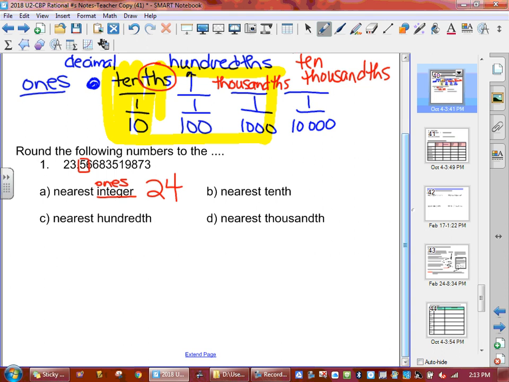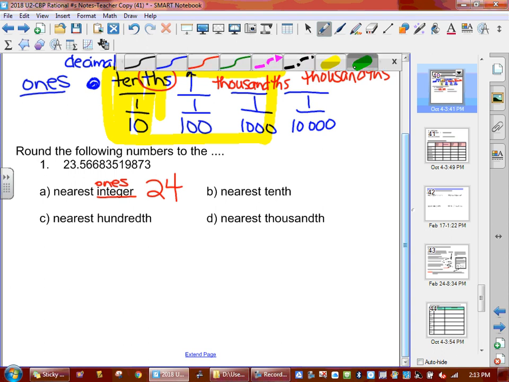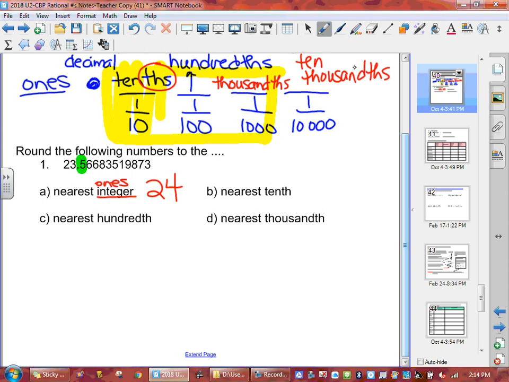Okay? Now we're going to look at the tenths place. If we're rounding to the tenths place, I'm going to highlight the tenths place. That's the 5. So we have to look at the number after the 5. Is it going to make the 5 add 1 or stay the same? Add 1. So we're going to have 23.6. Yes, 23.6. Wonderful.